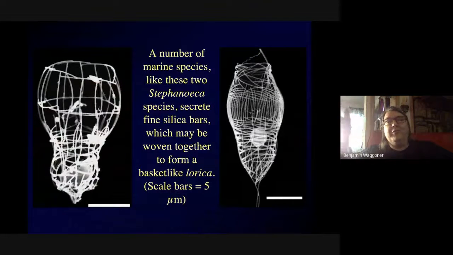Choanoflagellates can actually be pretty common in the oceans. The ones that I've heard of tend to be found in polar waters. I'm sure there are some in tropical waters as well, but these are two Antarctic species. And in these Antarctic marine species, the cells actually secrete these little silica bars and can stick them together to make a basket-like structure called a lorica.